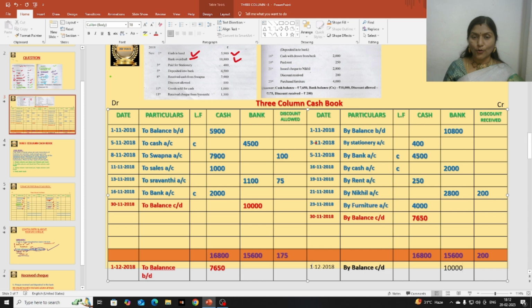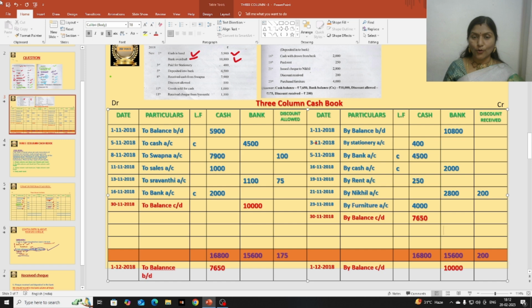Okay, I'll just change the color so that you can identify it easily. I'll change it into red color. Now I think it is clear for you. So in this problem, two sides of balance carried on are there. One balance carried on the credit side for the cash column, and the debit side balance carried on is for the bank column. If we have two balance carried ons, we will have two balance brought downs. Sometimes we will get balance carried on for both cash as well as bank on one side only, either on the debit side or on the credit side. But here we are getting both sides, so balance brought downs also we will get on both sides.